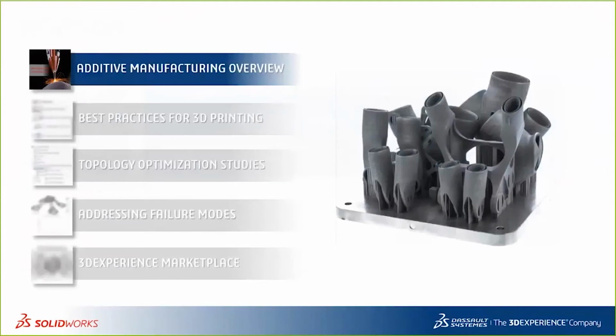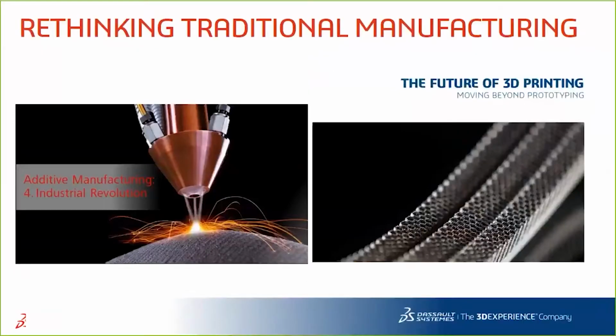The first part of this presentation, we'll talk about the additive manufacturing overview. Rethinking traditional manufacturing. We've always relied on our traditional manufacturing methods, whether it's CNC or milling, and our designs have really followed the rules and regulations of this traditional manufacturing. But today we can start to rethink manufacturing because 3D printing gives us much more design freedom.